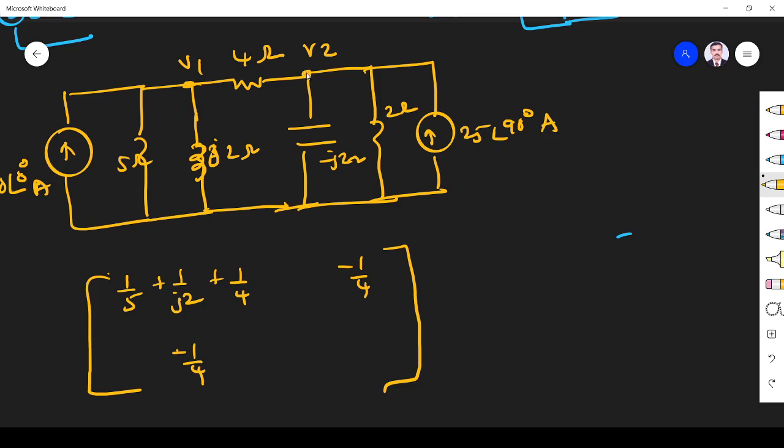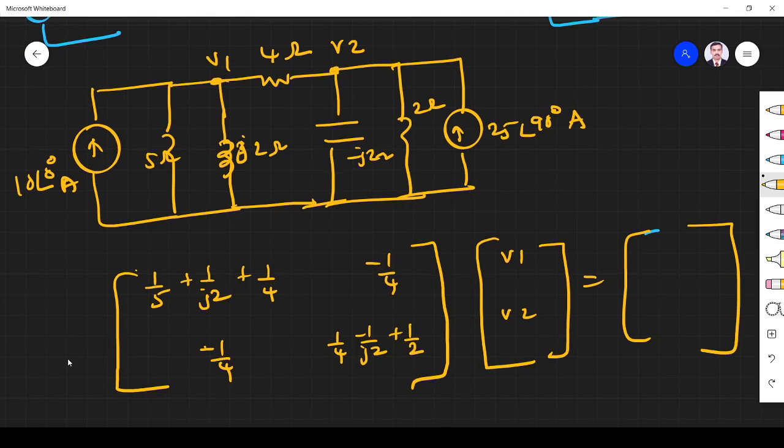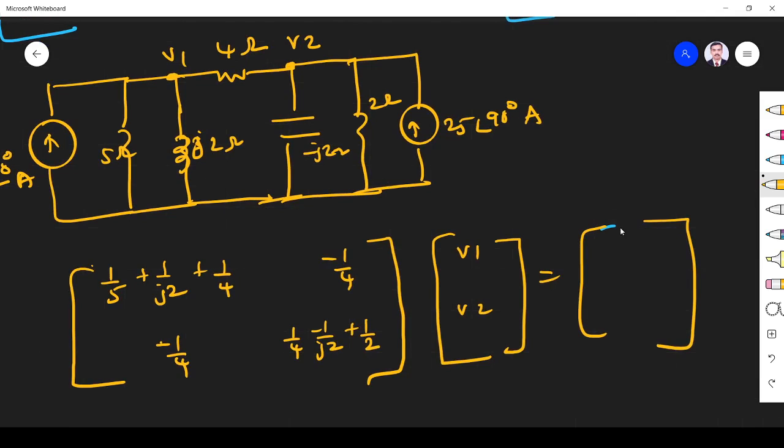For R22, what is connected to node 2? This 4, this 1 by j2, and this 2 ohm. So these are all the things connected. This is V1, V2. Now the right-hand side: what are the current sources in node 1? It is 10∠0 degree. Incoming means positive, so 10∠0 degree. In node 2, 25∠90 degree. Okay, done. Now the matrix is over.